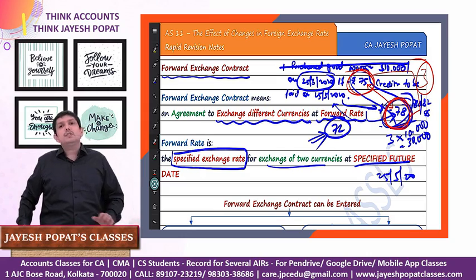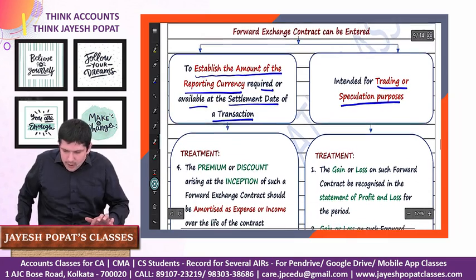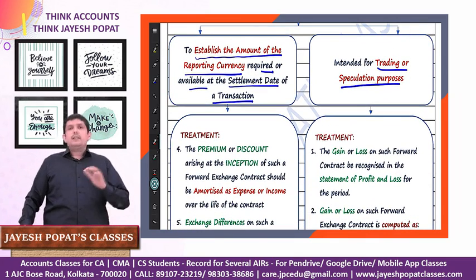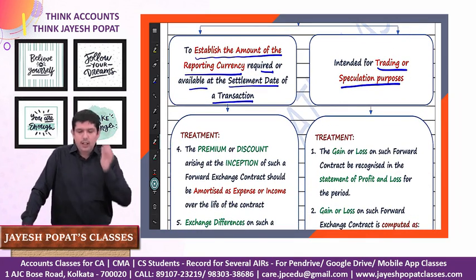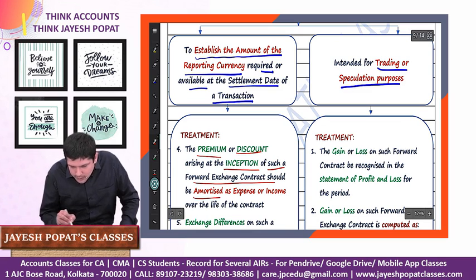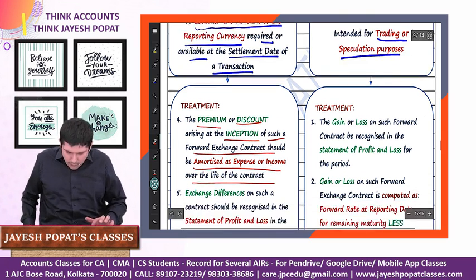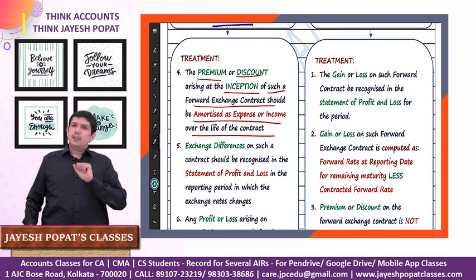What is this known as? This is known as forward premium. I am paying this 3 extra, not buying the dollars today, and trying to buy them at a future date. So it says the premium or the discount arising at the inception of the forward contract should be amortized as an expense or income over the life of the contract. The life of the contract is 2 months.